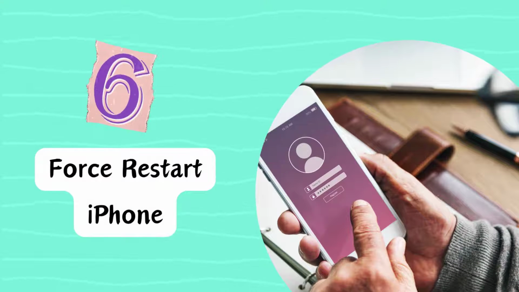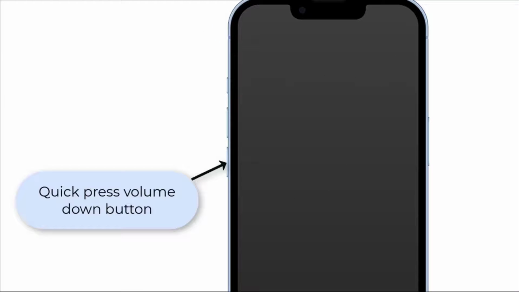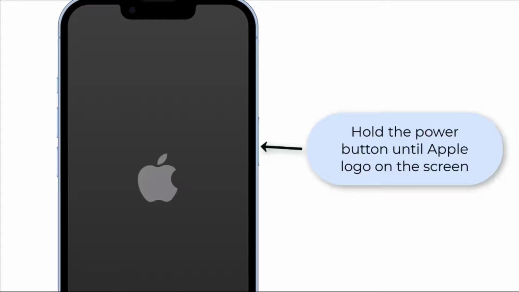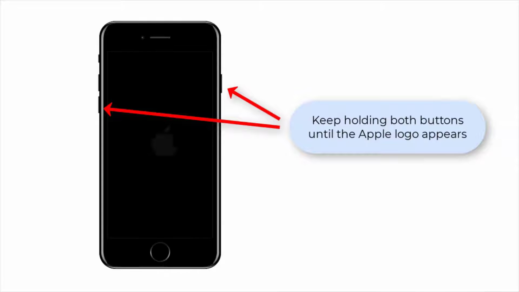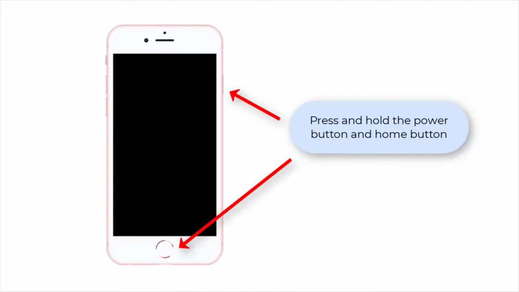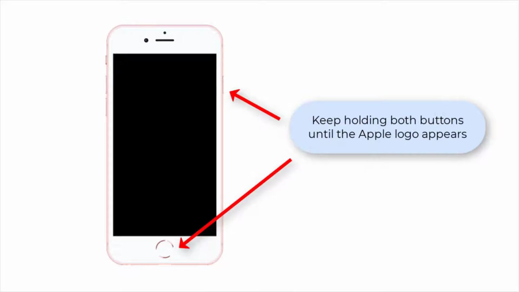Solution 6. Force restart iPhone. For iPhone 8 or later, you need to press the volume up button first, then quickly press the volume down button. At last, press the power button until the Apple logo appears. For iPhone 7, press and hold the power button and volume down button, then keep holding the buttons until the Apple logo appears. For iPhone 6 or earlier, press and hold the power button and home button. Keep holding both buttons until the Apple logo appears.